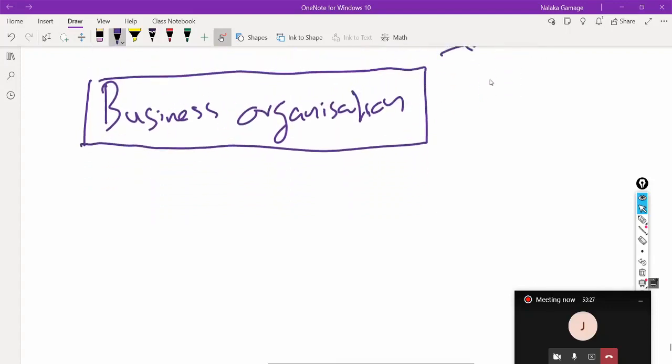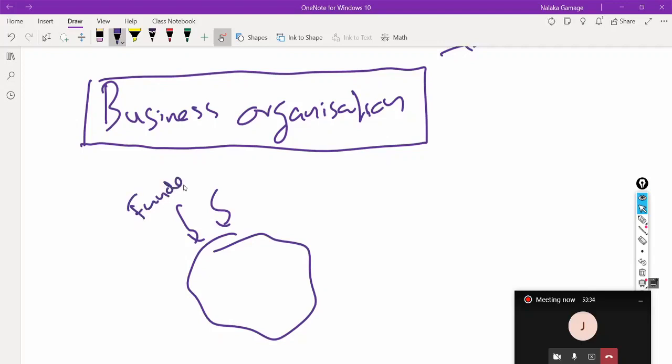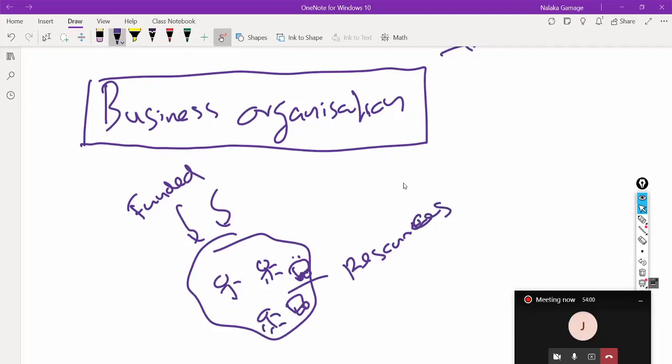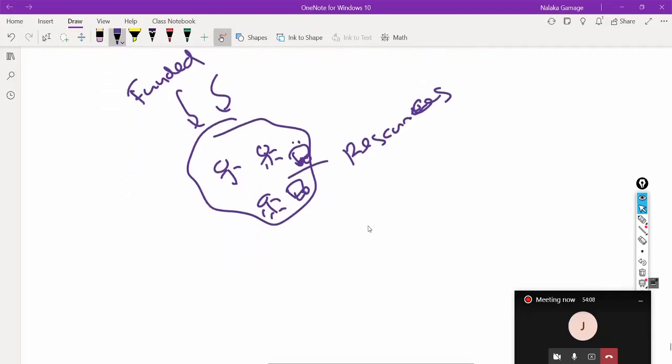Business organization means it's an organization, so of course it has been funded. Using the fund they have the resources: obviously the human resources, and of course machineries, vehicles, etc., for their operations. You don't have to memorize these things, because these are just common sense if you are conscious and sensitive to your environment. So it is funded, we call it investment, and of course they have the resources.